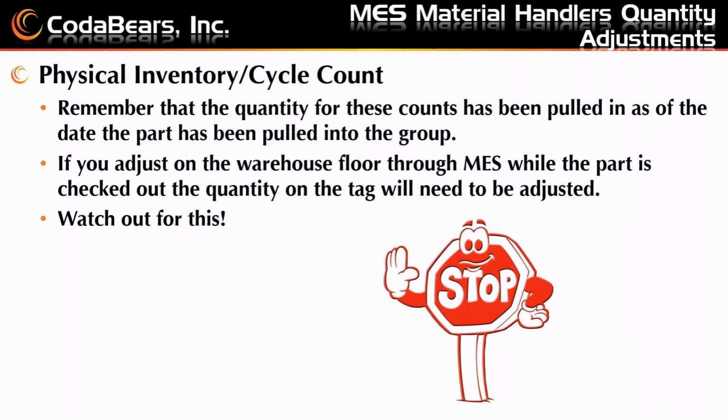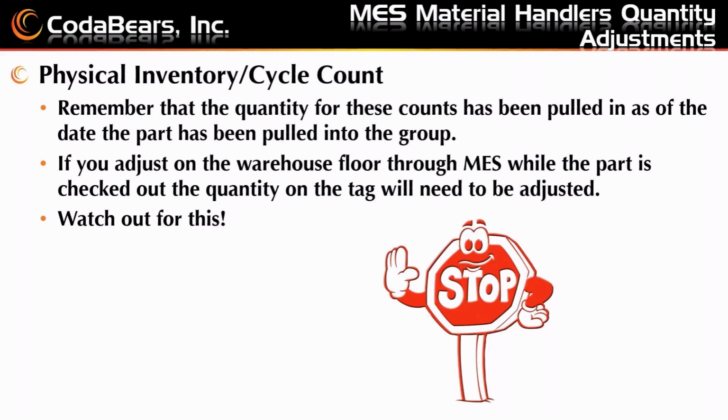How does physical inventory cycle count work with this? Remember, if you're in the middle of a cycle count or a physical inventory count, you have pulled out and locked the records for that particular part or those particular parts. You need to remember that those have been pulled into the cycle count physical inventory group. If you adjust on the warehouse floor through MES while the part is checked out, the quantity on the tag will need to be adjusted and then entered into the system. So be very, very careful that you watch out for this particular situation if it's happening.